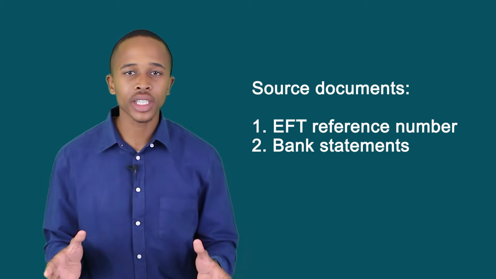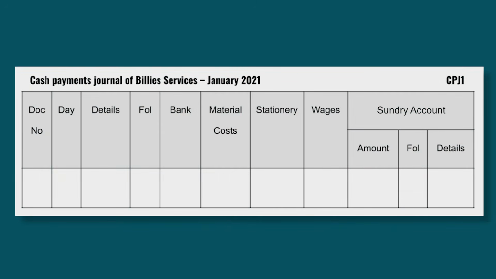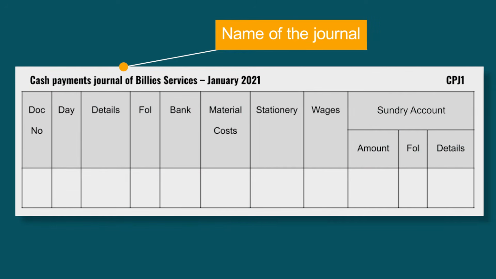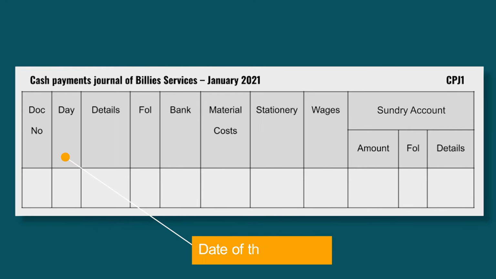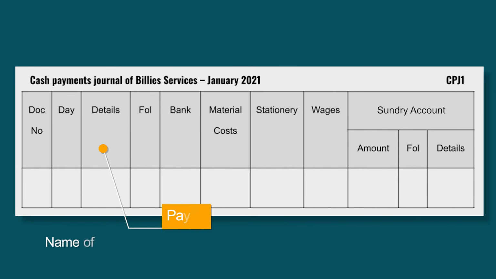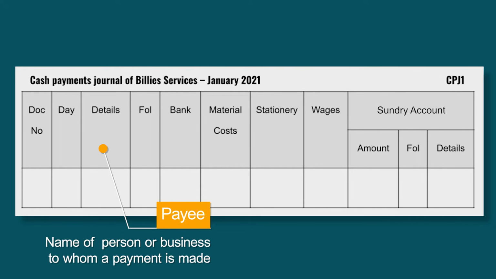Let's get a bit more practical and see the format of the CPJ. It is very important to always put the name of the journal on top of the journal, for example, Cash Payments of Billy's Service, January 2021. The first column is the doc number. This will be the EFT number or bank statement, depending on the transaction. The next column is the day that the transaction took place. Then the details of the transaction. The folio we will discuss in later lessons.